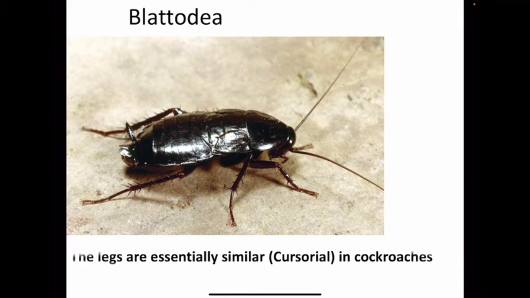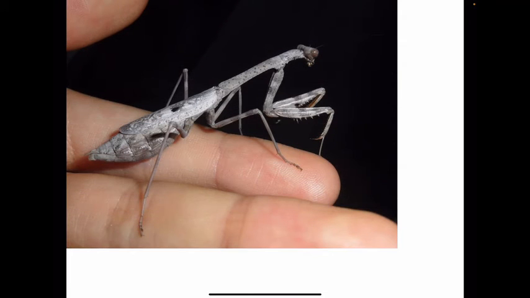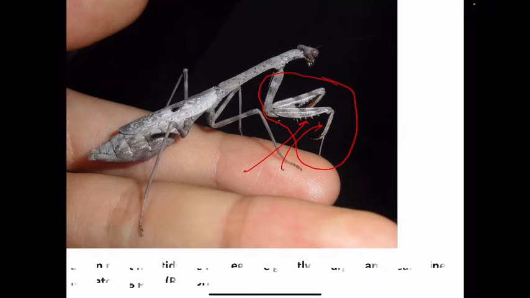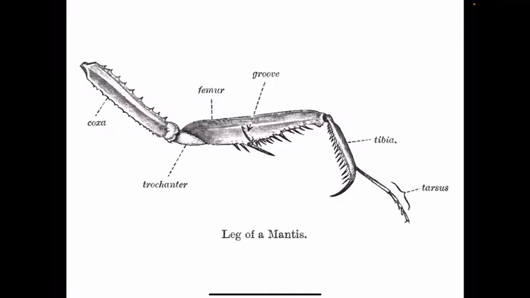Now the legs. In case of cockroaches, all the legs are to some extent similar, cursorial type or running type. And in case of mantid, the specialty is the foreleg, which is equipped with some spines in the inner side of the femur and tibia, and this type of foreleg is called raptorial leg.